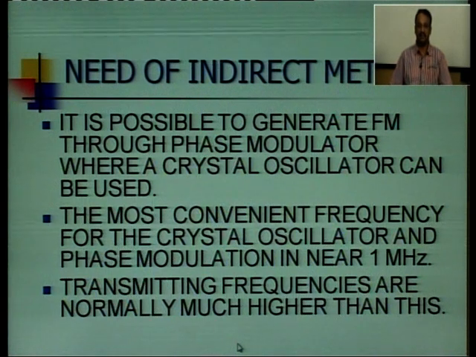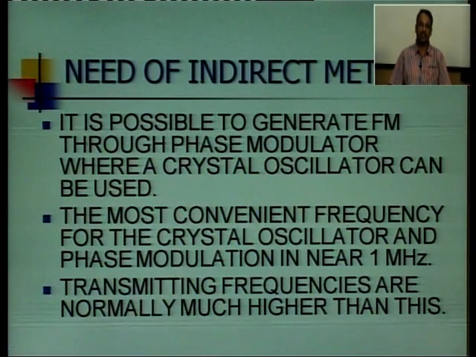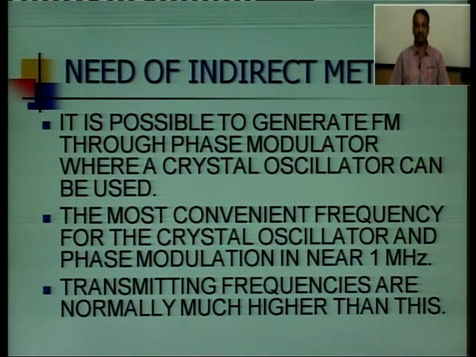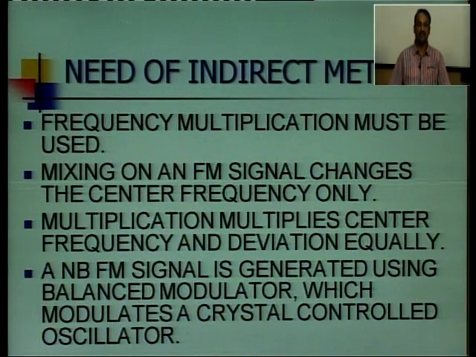There is another method to generate FM through a phase modulator, where a crystal oscillator can be used. Therefore, this method is known as an indirect method, because in this case FM is generated through phase modulation and by using a crystal oscillator. The most convenient frequency for the crystal oscillator and phase modulation is nearly 1 megahertz. Transmitting frequencies are normally much higher than this. So, frequency multiplication must be used.